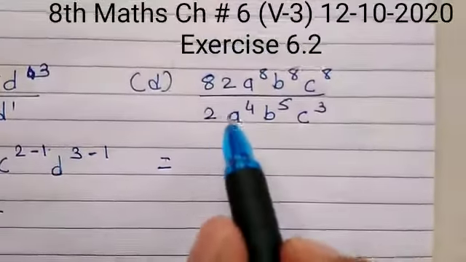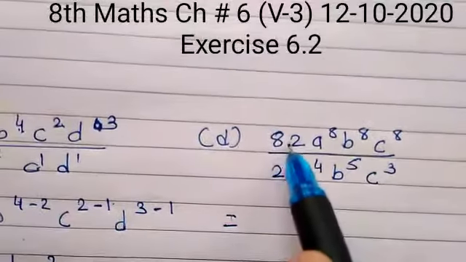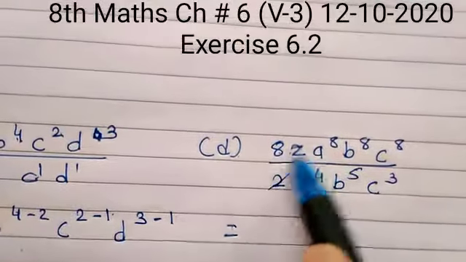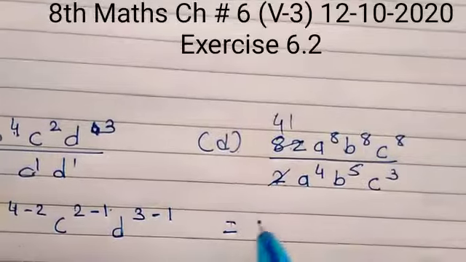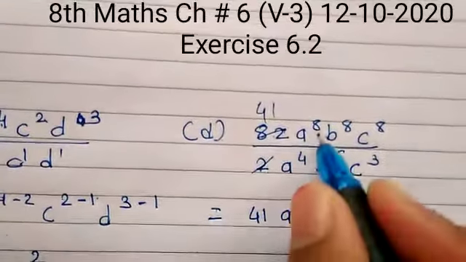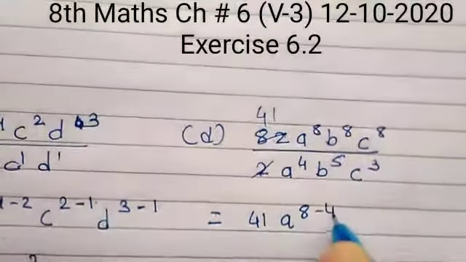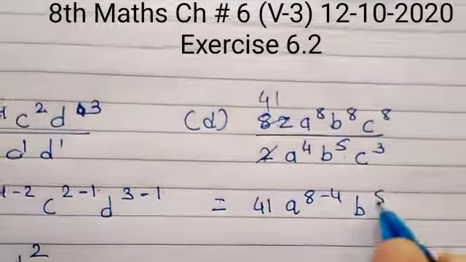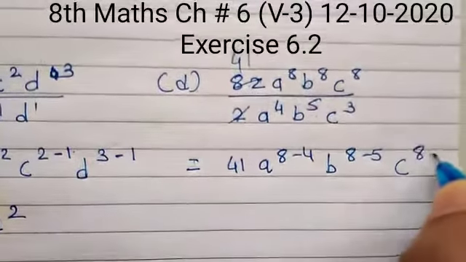So here what will come? We have to divide 82 by 2, so 4 twos are 8 and 4 ones are 4, so we'll get 41. A raised to 8 and 4 is there, so 8 minus 4. B raised to 8 minus 5 and c raised to 8 minus 3.